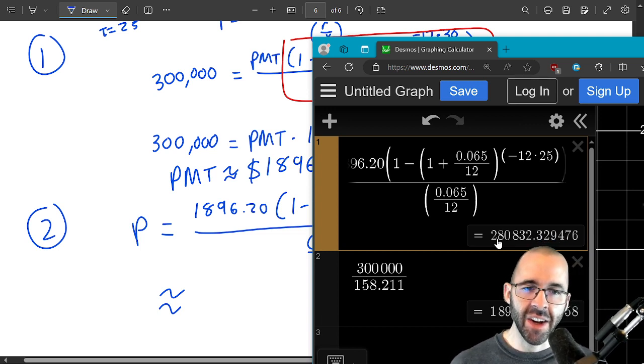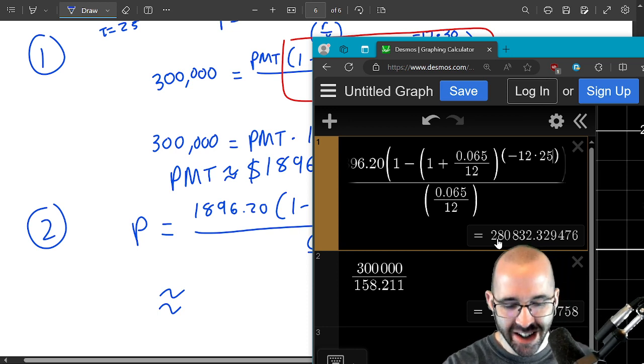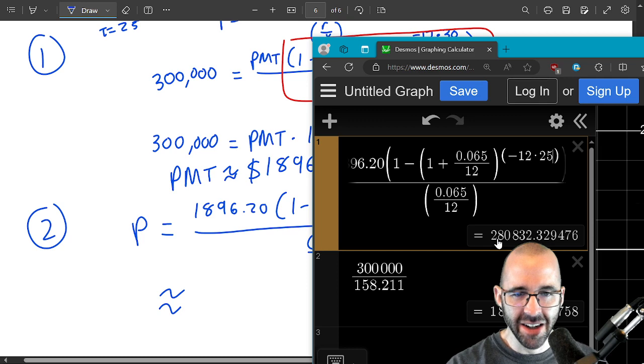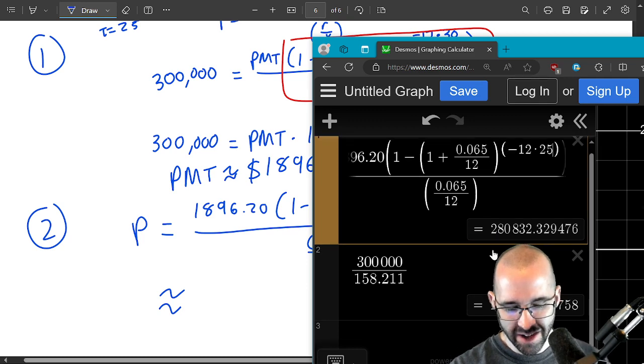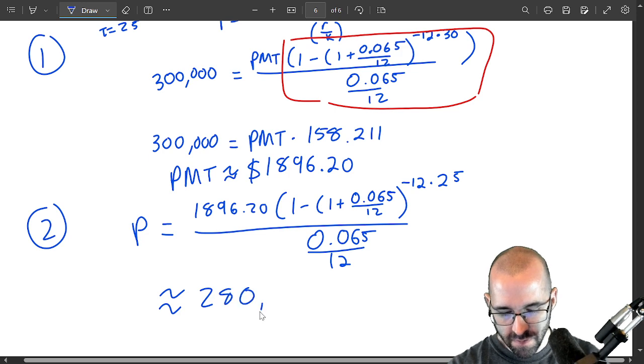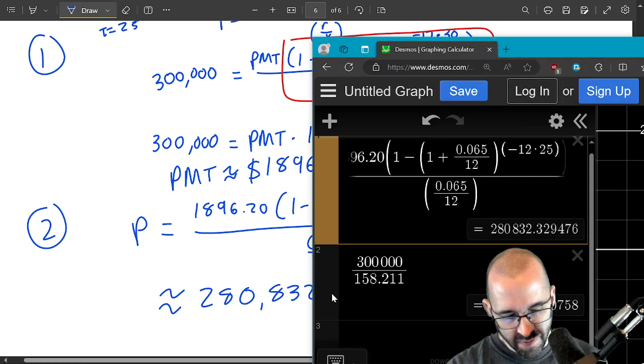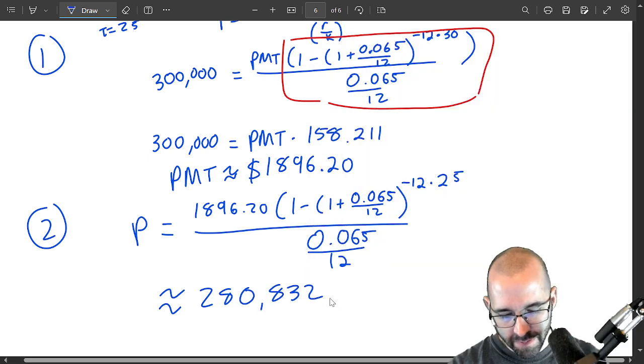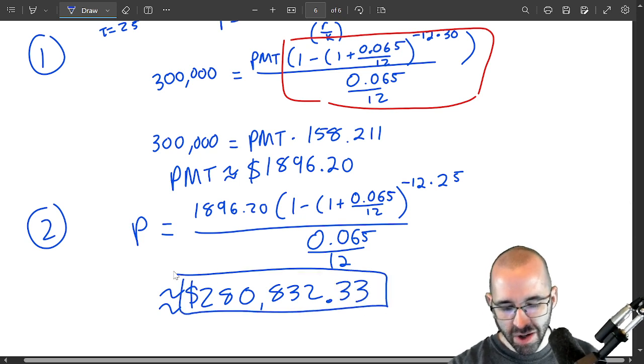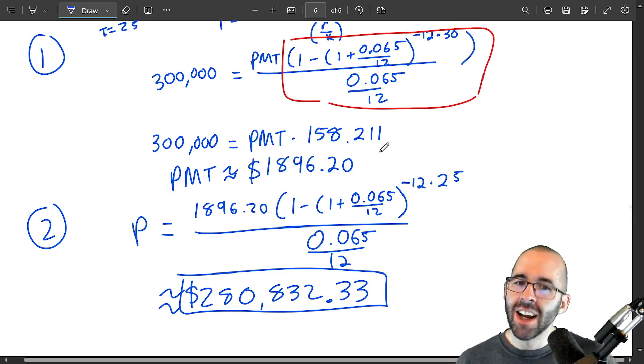Right? At the beginning, you're not really paying anything and you don't have any money. Near the end, you're going to have more money probably, and you're contributing a lot more to your principal. So it always felt really backwards to me from what I wanted. 280,832.33.